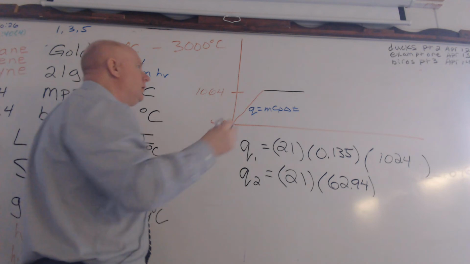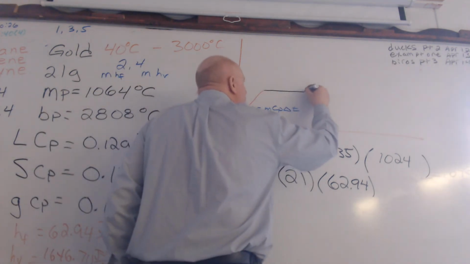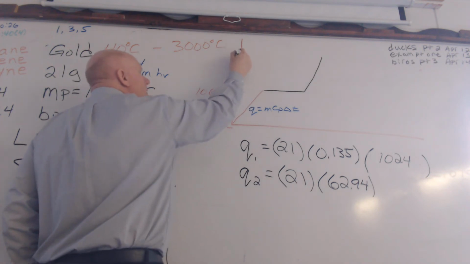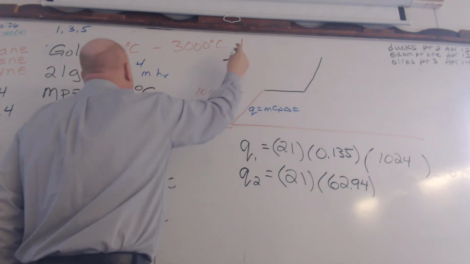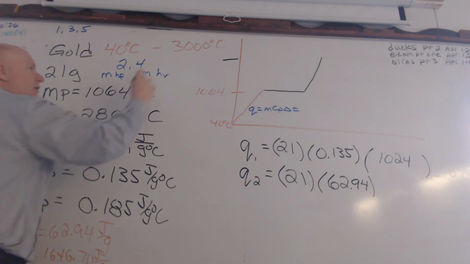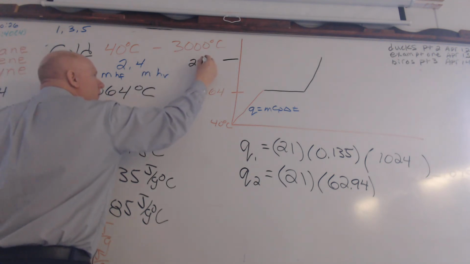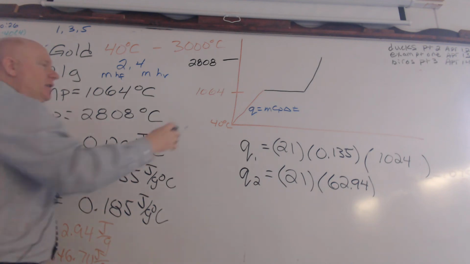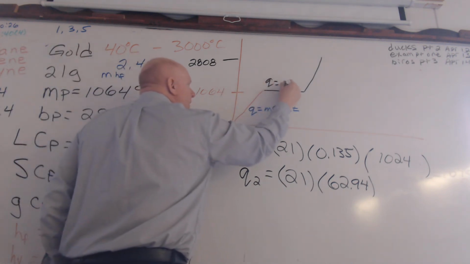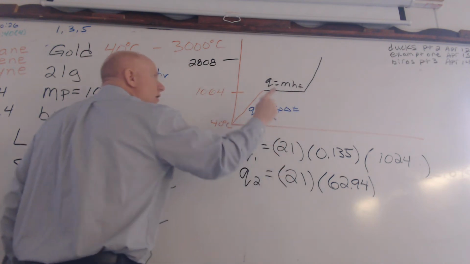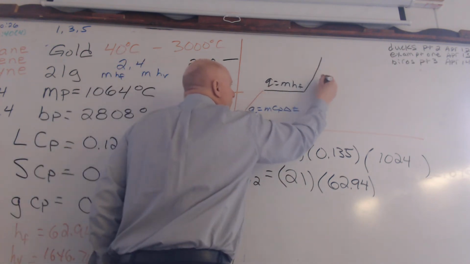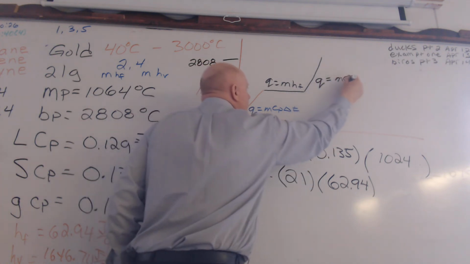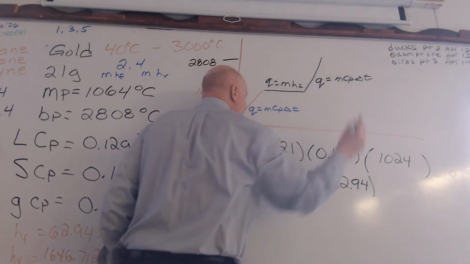Then we're going to add more heat to it. And in this case, we're going to go all the way up to 2808. Okay? So in this case, this was Q equals mass times heat of fusion. Now we're going up again in step 3. So Q equals, again, mass, specific heat, and change in temperature.